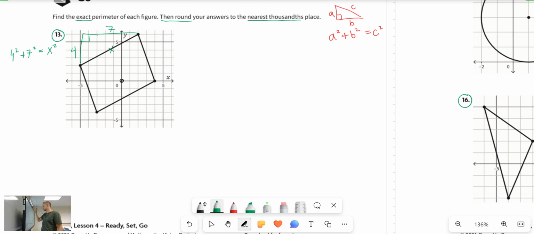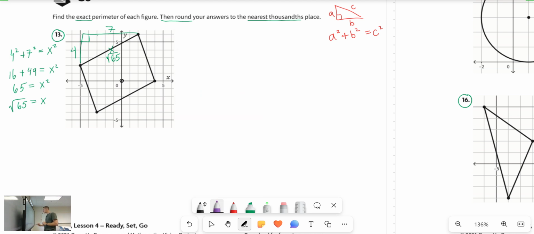And we're doing this in green. We'll switch colors for the other one so it's easy to keep track of. So 4 squared is 16 plus 7 squared is 49 equals x squared. 16 plus 49 is 65. So 65 equals x squared. Then we square root both sides. So the square root of 65 equals x. All right. So we're putting in square root of 65.